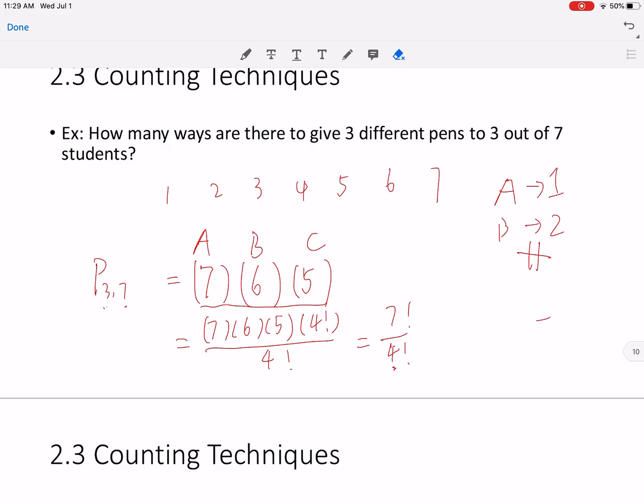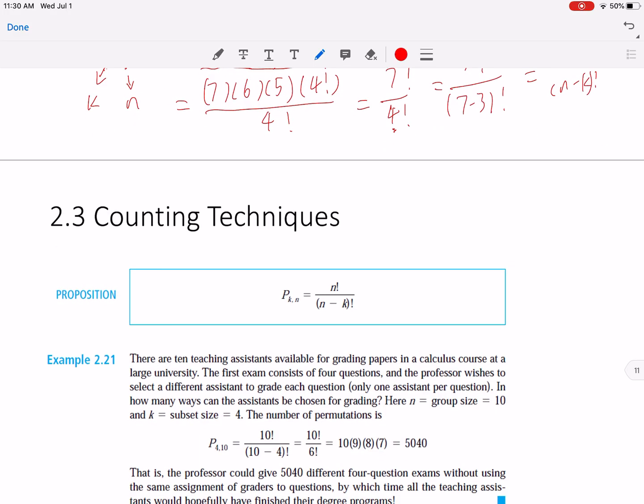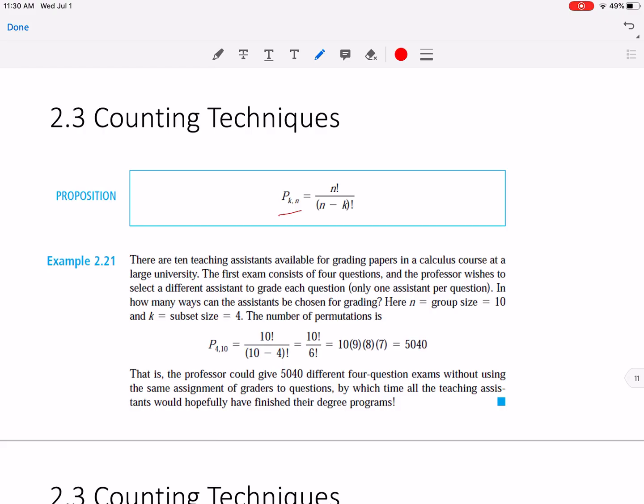Let me clean this over here. So it's going to be 7 factorial over 7 minus 3 factorial. And we know that in the general form, 3 is the k and 7 is the n. So this would be n factorial divided by n minus k factorial. And this brings us to the proposition over here: P sub k n is equal to n factorial divided by n minus k factorial. So once you get the question, first of all, you have to think of whether the order matters or not. If the order matters, then we have to think of the permutation.